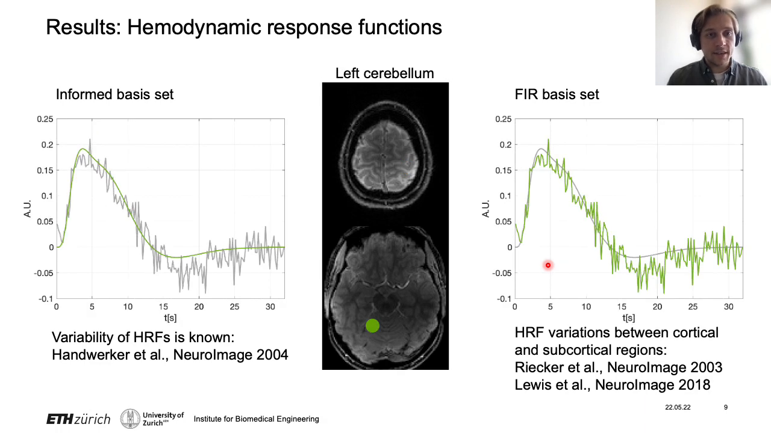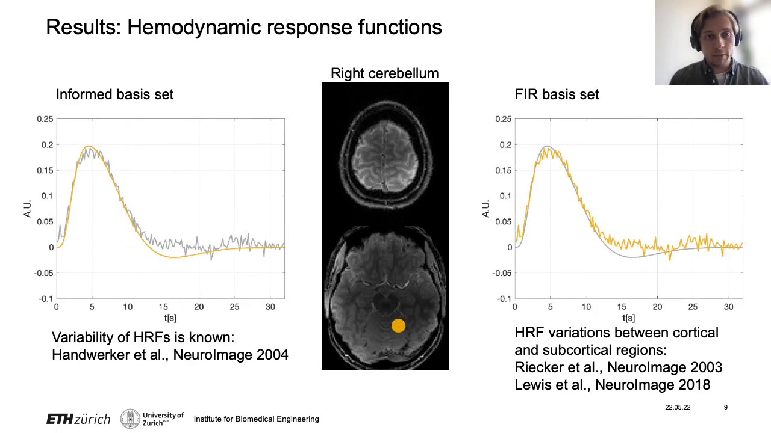A stronger variation of the HRF could be found in the cerebellum. So you can see here this primary response of the HRF is clearly widened. And that is actually something the informed basis set and also the FIR basis set can nicely account for. The same could be reproduced in the right cerebellum.